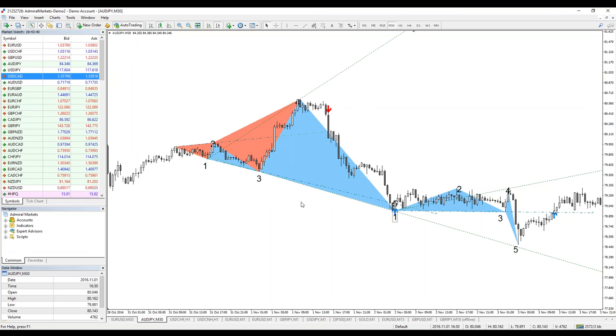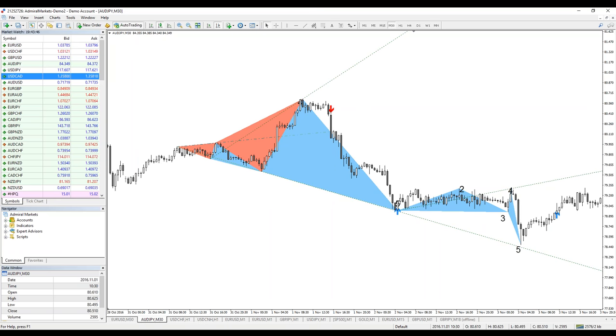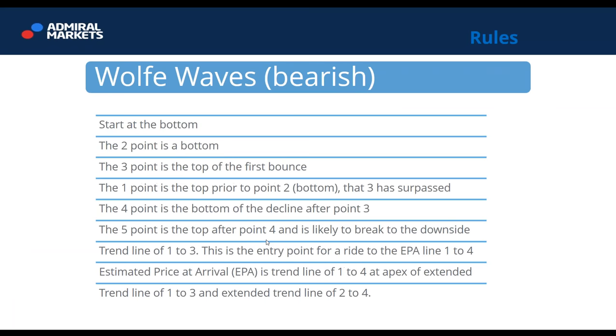Okay, let's assess now the bearish count. Okay, I will remove this one and we will go with bearish Wolfe Wave, okay. Martin is saying there are Wolfe Wave indicators on Forex Factory.